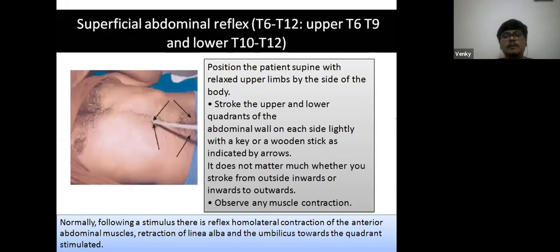Then the abdominal reflex. You have to do it in this order, from outwards towards the umbilicus. This is the upper abdominal reflex, this is the lower abdominal reflex, and this is the umbilicus. The upper abdominal reflex is T6 to T9, the umbilicus level is T10, and the lower is T11, T12.